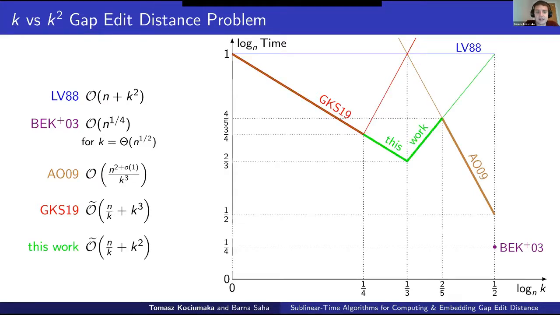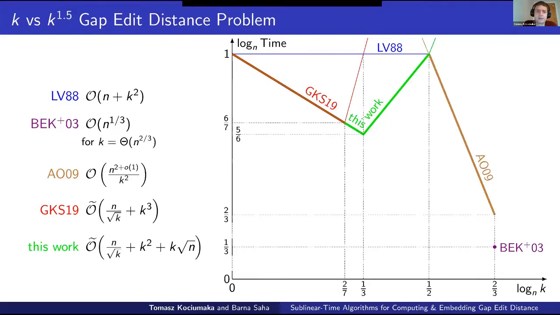In particular, its running time simplifies to n over k plus k squared for the quadratic gap edit distance problem, and it provides an improvement for k ranging from the fourth root of n to n to the 2 over 5. This is for k prime equal to k squared, and the situation looks similar for other values of k prime, as you can see illustrated here for k prime equal to k to the 1.5. Again, we achieve improvements for intermediate values of the parameters.